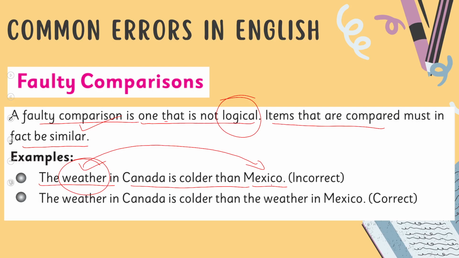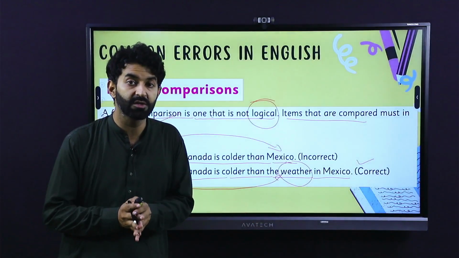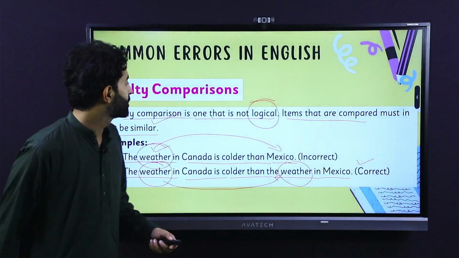We can say the weather in Canada is colder than the weather in Mexico. This is correct because we are now comparing the weather only. So this gives us a clue that the comparison is not faulty, rather it is correct and logical.